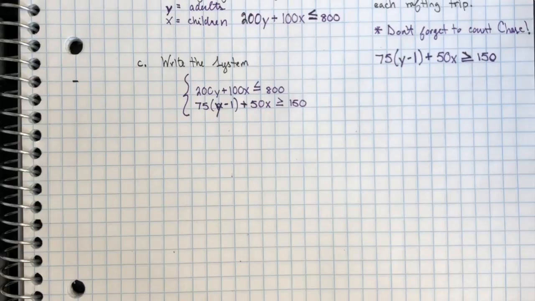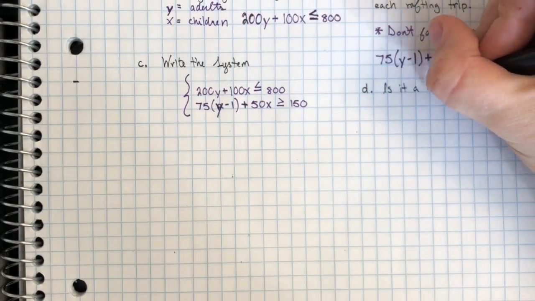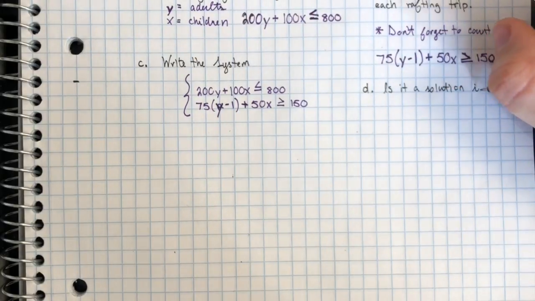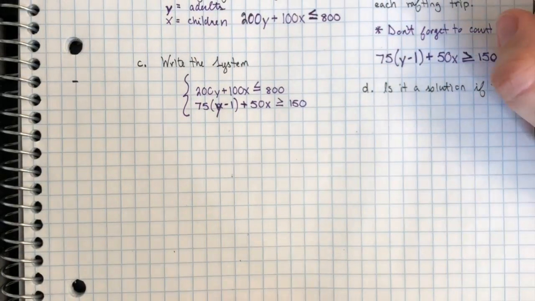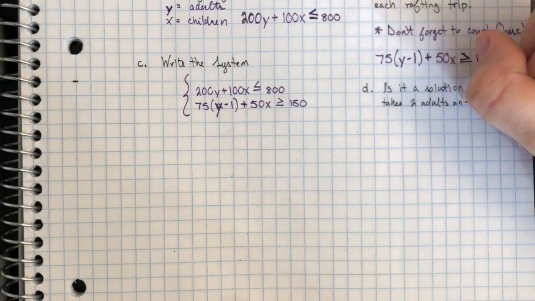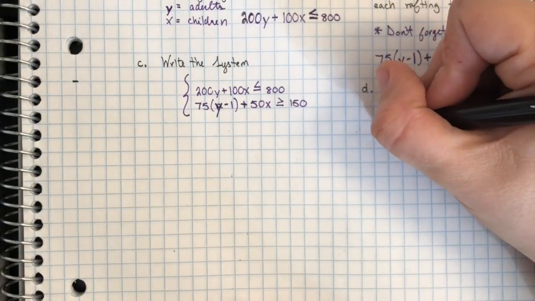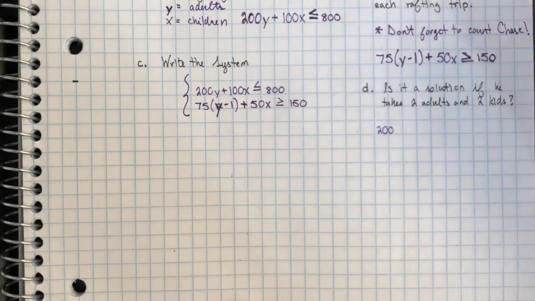And then we want to think about graphing. So let's look at a couple of solution options. We can think about whether or not certain scenarios are solutions to the system. So is it a solution if Chase takes 5 adults on the rafting trip?